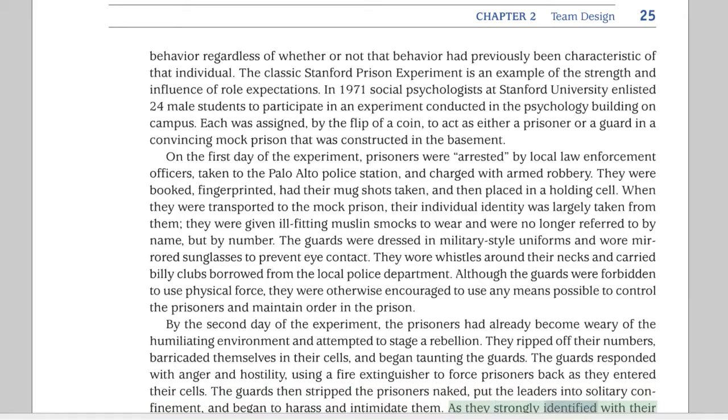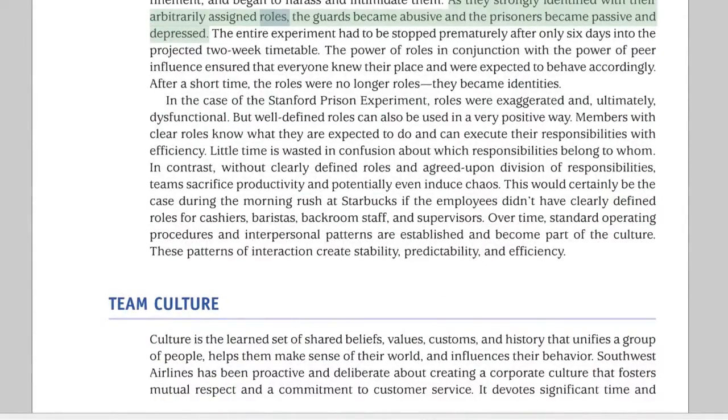As they strongly identified with their arbitrarily assigned roles, the guards became abusive and the prisoners became passive and depressed. The entire experiment had to be stopped prematurely after only 6 days into the projected 2-week timetable. The power of roles in conjunction with the power of peer influence ensured that everyone knew their place, and were expected to behave accordingly. After a short time, the roles were no longer roles, they became identities. In the case of the Stanford prison experiment, roles were exaggerated and, ultimately, dysfunctional.